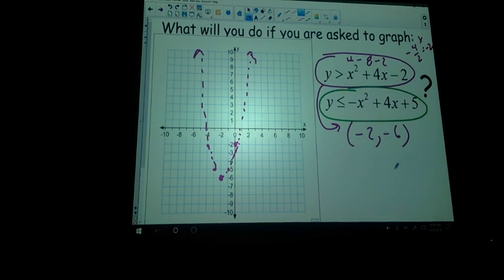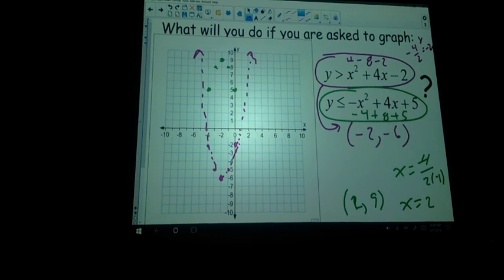All right, so x equals negative b over 2a. So negative 4 over 2 times negative 1. So x is equal to 2. So if I plug 2 in, this is going to give me negative 4 plus 8 plus 5. So I believe that is 9. 2 comma 9. Opening down, right one down 1, left one down 1, right one down 3, left one down 3. Solid.